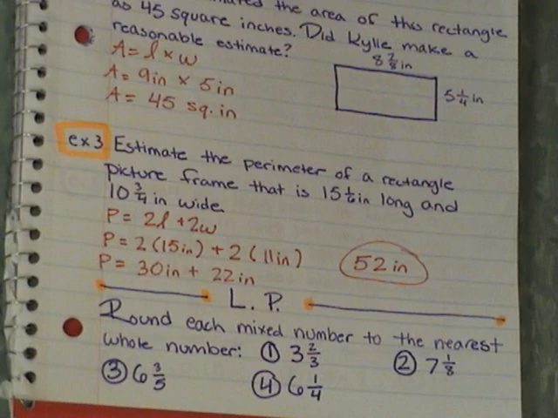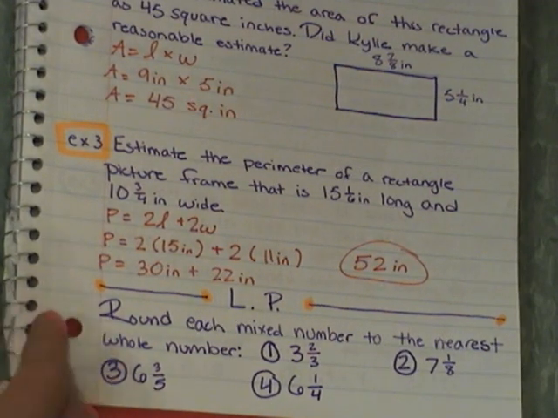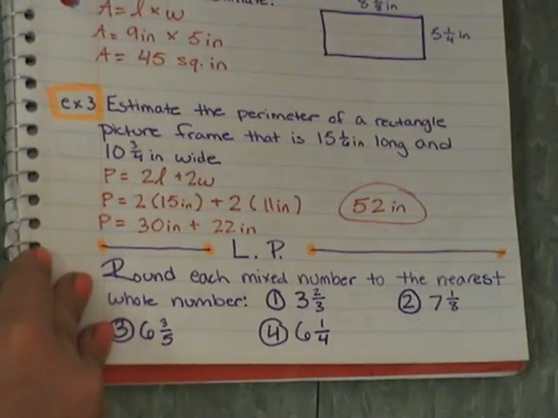Now it's not square inches. I did not multiply them. I just added them. So it's just plain inches, not square inches.